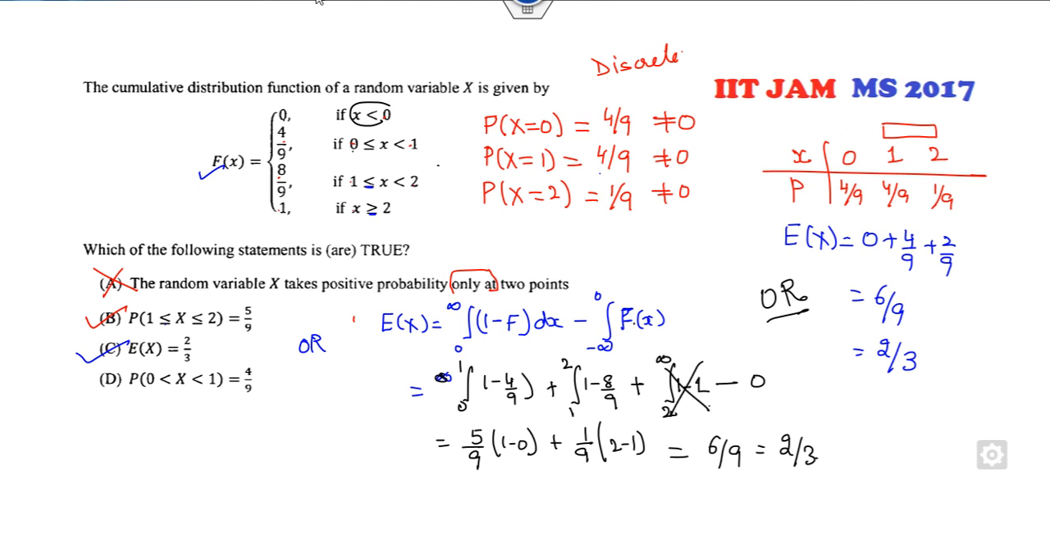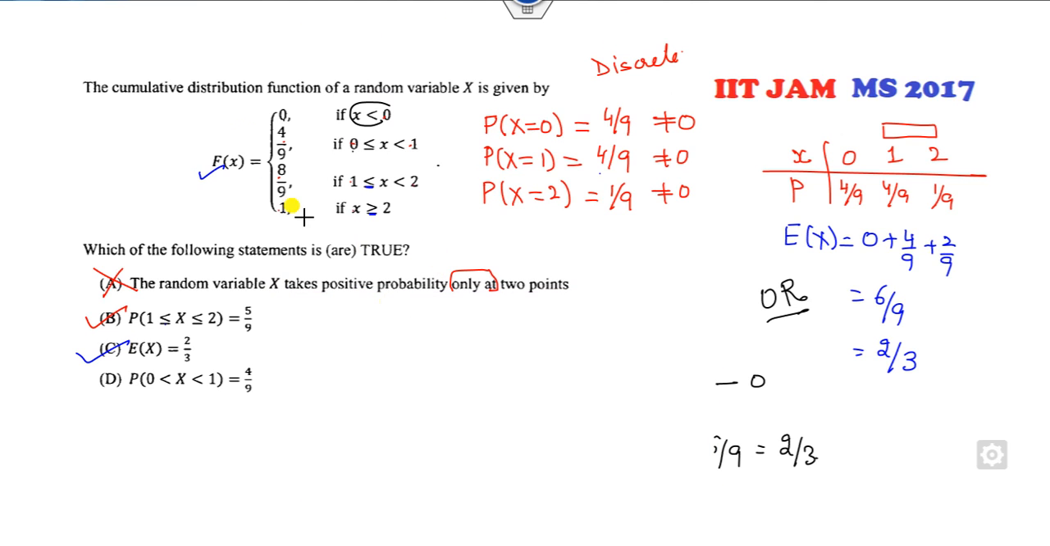Okay, look at this last option. Again there are two ways: by using the CDF, or by using the PDF. If you are using the PDF, what is the value from 0 to 1? You can see there is no value between 0 and 1. So the answer is 0. So this option is cancelled.